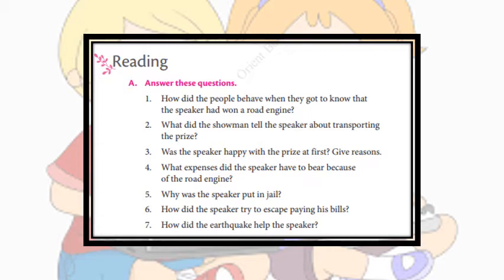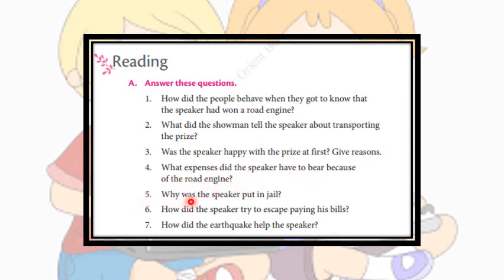First one is, how did the people behave when they got to know that the speaker had won a road engine? Second question, what did the showman tell the speaker about transporting the prize? Third one, was the speaker happy with the prize at first? Give reasons. Fourth one, what expenses did the speaker have to bear because of the road engine?